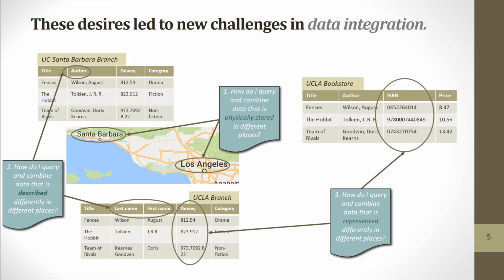The third challenge in data integration has to do with how data is identified. In other words, how do I combine data that is represented differently in different sources? In this example, the library catalogs use a Dewey Decimal Number to uniquely identify a book, while the UCLA bookstore uses an ISBN number instead. Again, I cannot match data about the same book from 2 library catalogs with the bookstore without some mechanism to map Dewey Decimal IDs to the ISBN number.